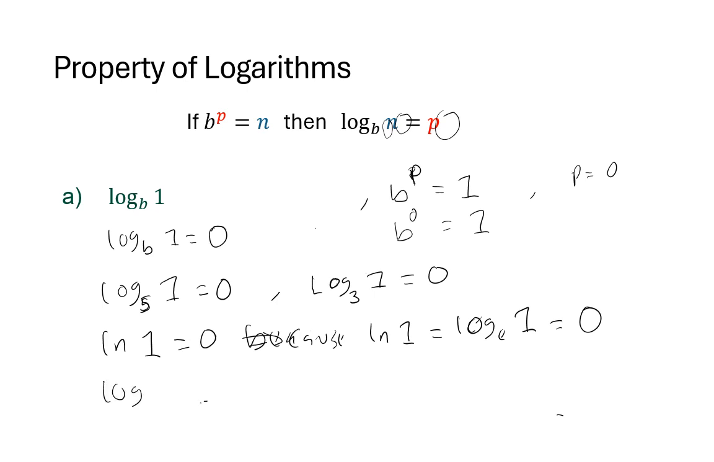And if you have log 1, this is just log base 10 of 1. We don't have the base written in this log, which means that the base is 10, and this will also be equal to 0. So whenever you have log of 1, whatever the base is, it is equal to 0.